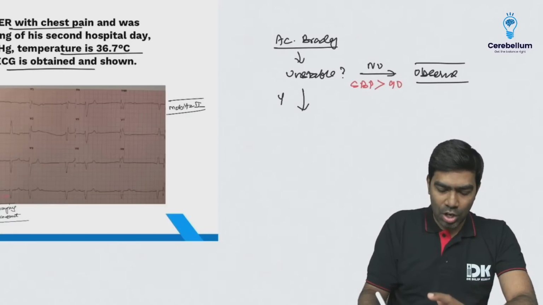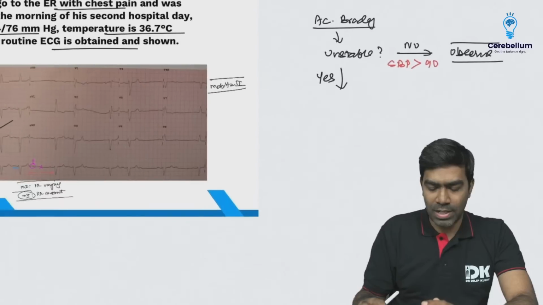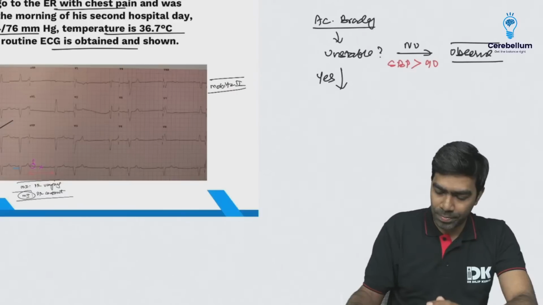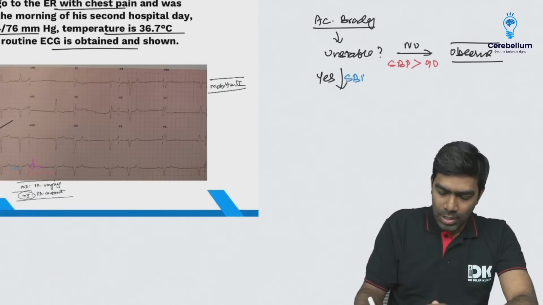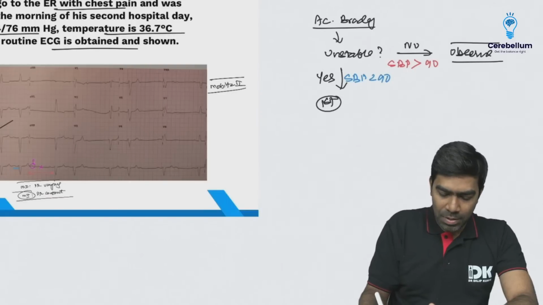If the patient is unstable, SBP is less than 90, what are you going to do? Then immediately you have to start treatment. First treatment is always atropine.